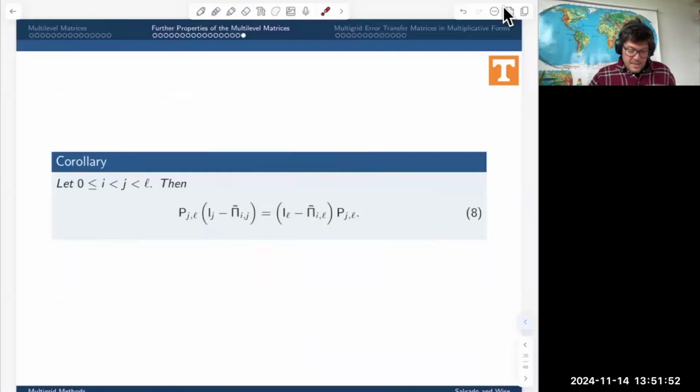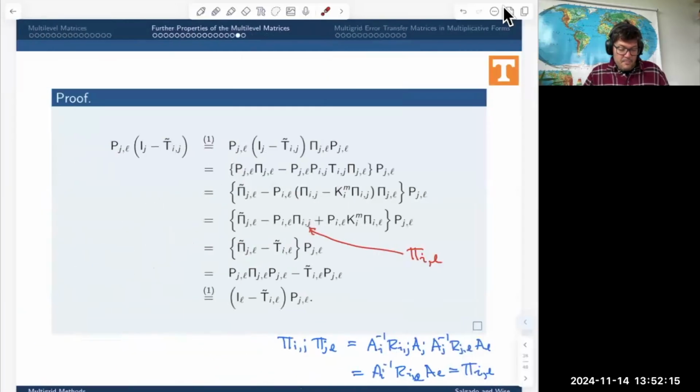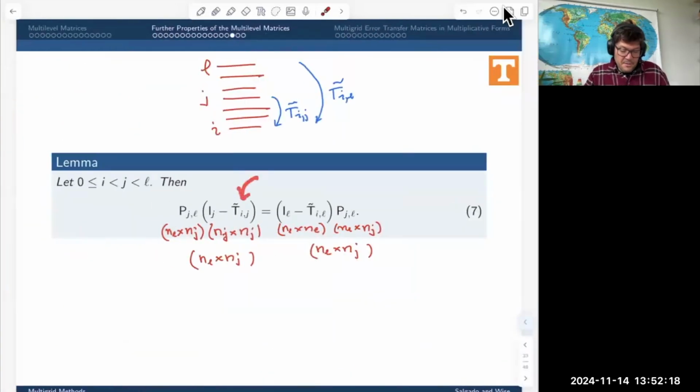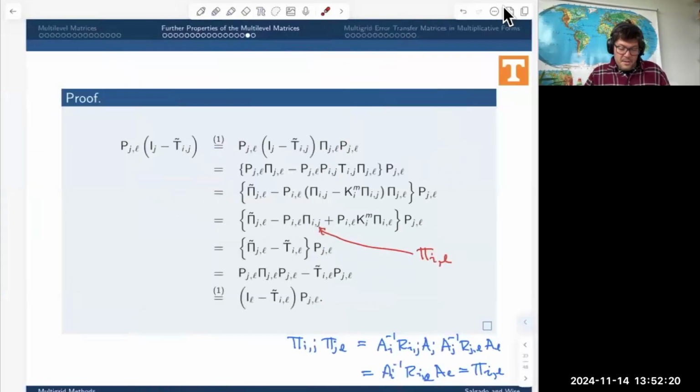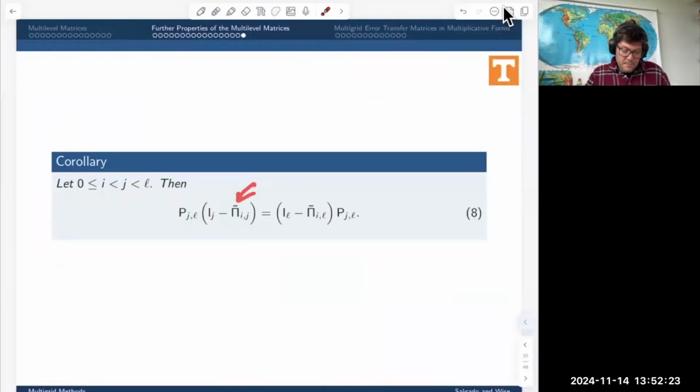And a corollary to this is that, again, if I is strictly less than j, strictly less than L, then PJL times (IJ minus pi j pi ij tilde) is equal to (IL minus pi IL tilde) times PJL. So this one's a little bit easier than the other one that we just proved. The previous one involved these T matrices, and this here involves the pi matrices. And this should actually be a homework exercise here.